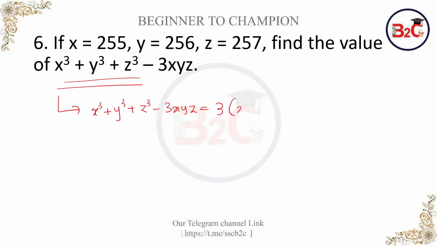three into x plus y plus z. This is a very important point that you have to remember. When we are given three numbers x, y, z and they are consecutive, the value of x cube plus y cube plus z cube minus 3xyz is equal to 3 into x plus y plus z. Now what do we have to do here? We have to first find the sum of the three numbers, and then multiply it by 3.